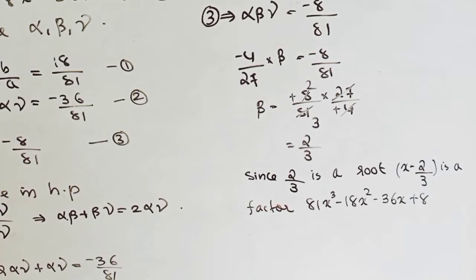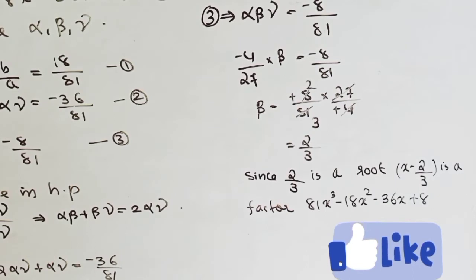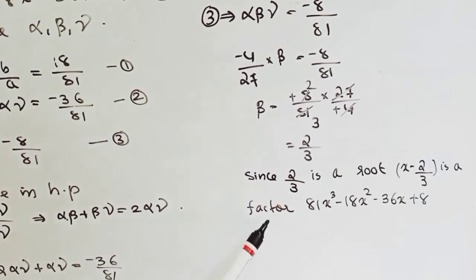And here we have said the roots are alpha, beta, gamma. And here we have got beta is 2 by 3. So since 2 by 3 is a root of this equation, we can say x minus 2 by 3 is a factor of this equation, 81x cube minus 18x square minus 36x plus 8. So 2 by 3 is a root, so x minus 2 by 3 will be a factor.